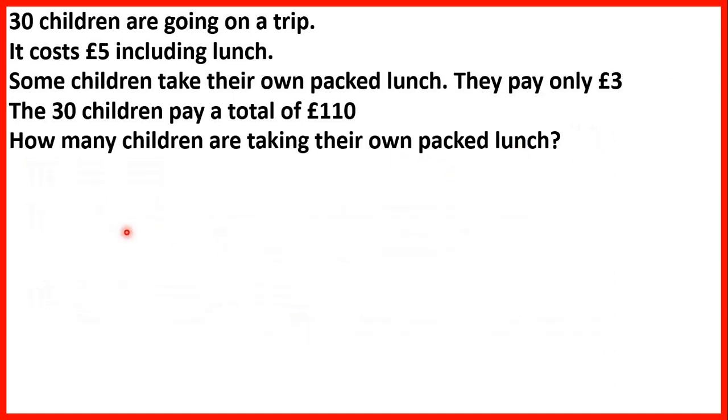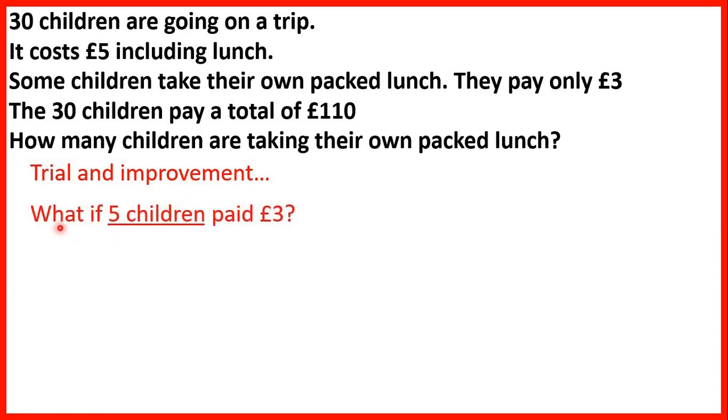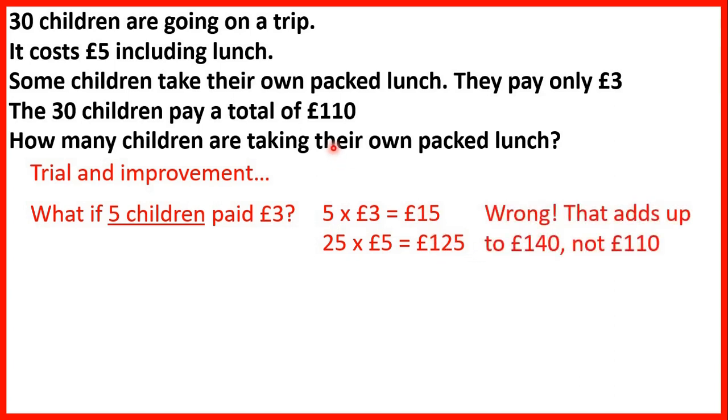Now this method can be a bit confusing, but what you can do for questions like this is use trial and improvement. So what if 5 children paid £3? So 5 children took their own packed lunch. They would pay £15, but then because there are 30 children altogether, that would mean 25 children paid £5, so that would be £125 altogether. But that adds up to more than £110.